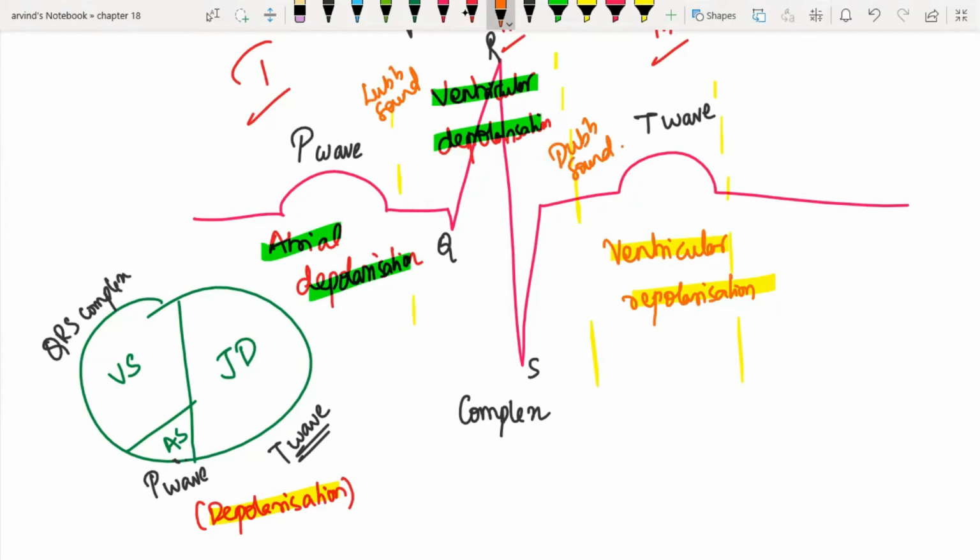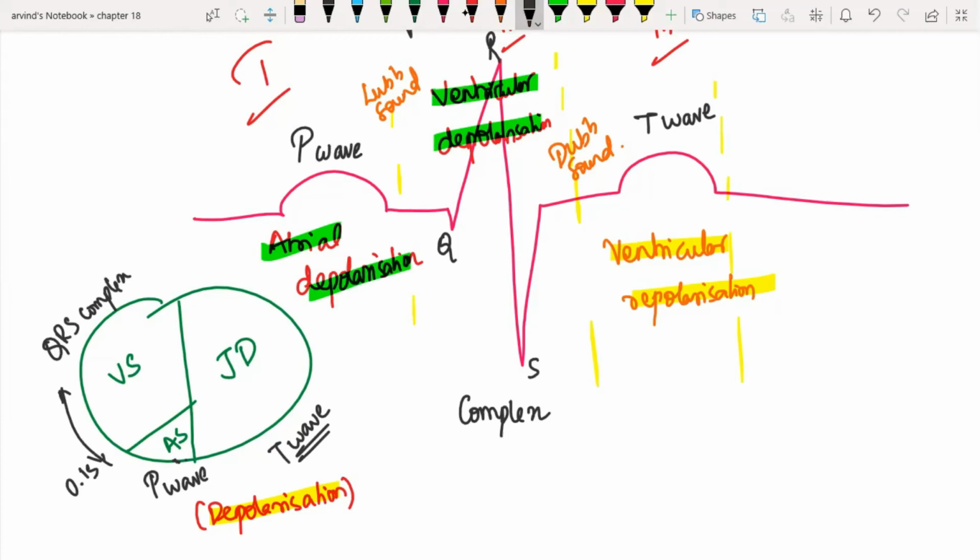Sometimes I've seen some AIIMS questions asking about the PR interval. An interval is when I'm trying to measure the time between two phases. If I ask you what is the time interval between atrial systole and ventricular systole, you will be able to say it is 0.1 second. Because atrial systole is for 0.1 second and the next, your ventricular systole will begin. So the time interval between atrial systole and ventricular systole is just 0.1 second.